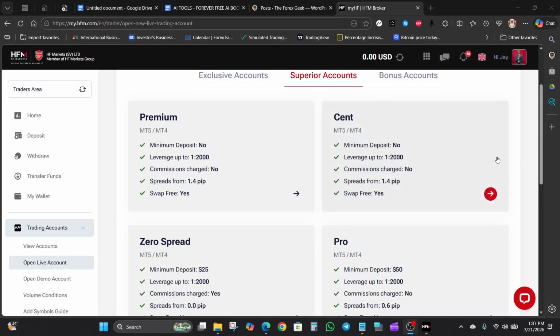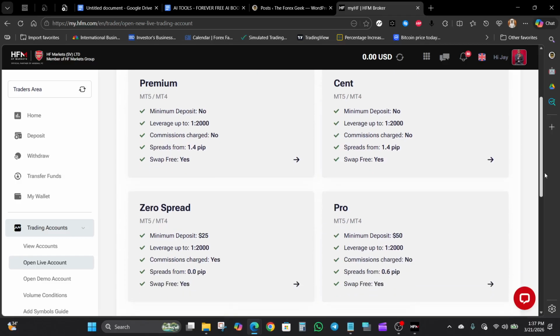Then, of course, there is a micro account, which is a step up, allowing slightly larger trade sizes, while a standard account uses full lot sizes and is typically used by more experienced traders. Like I said, your broker might offer different names.